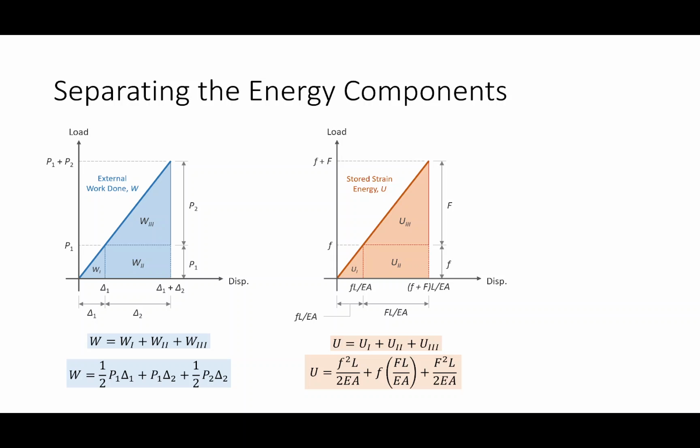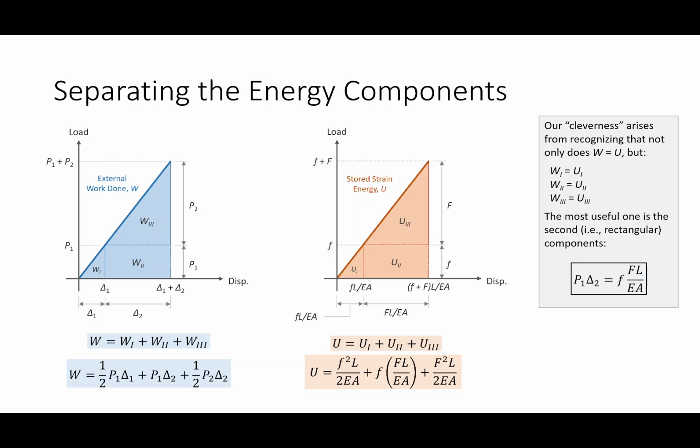Now, engineers are clever, and here's where the cleverness arises. W's got to equal U, but what's really interesting is that each of these components are equal as well. Like this one equals that, this one equals that, this one equals that. And I'm an engineer, so I'm lazy, so I'm going to use the ones that I think are the most useful. So I'm going to look at the W2, okay? So I propose that this term has got to equal that.